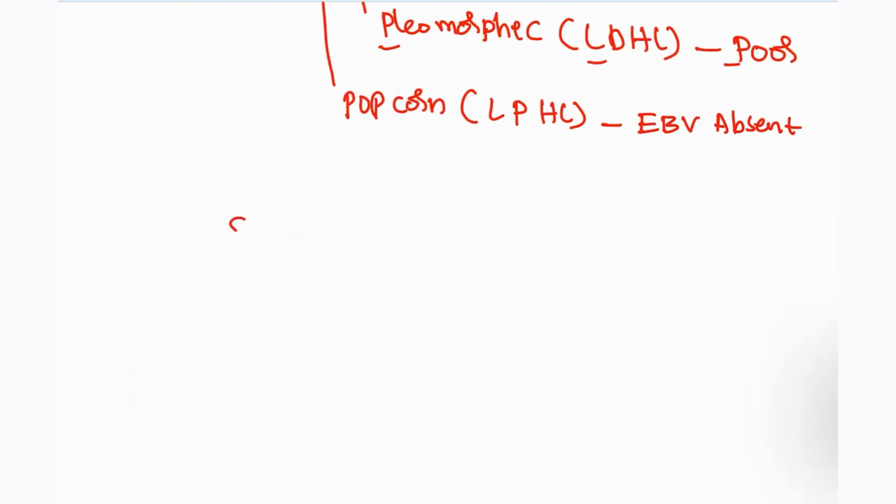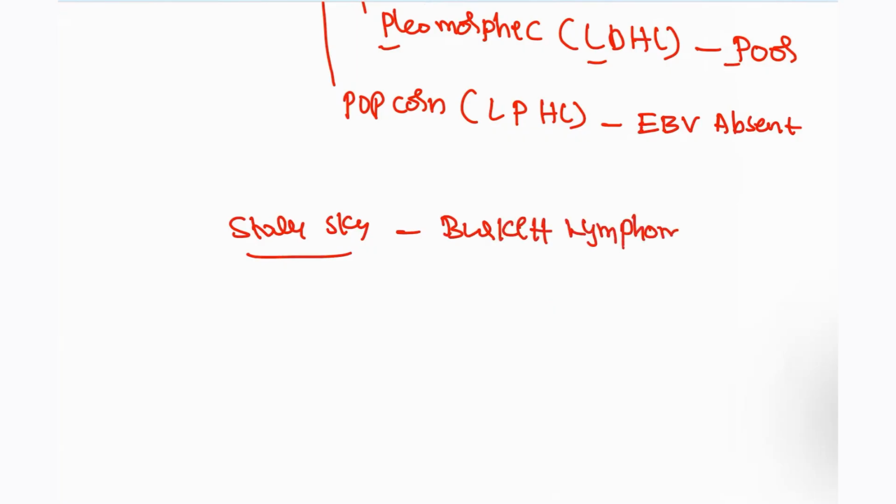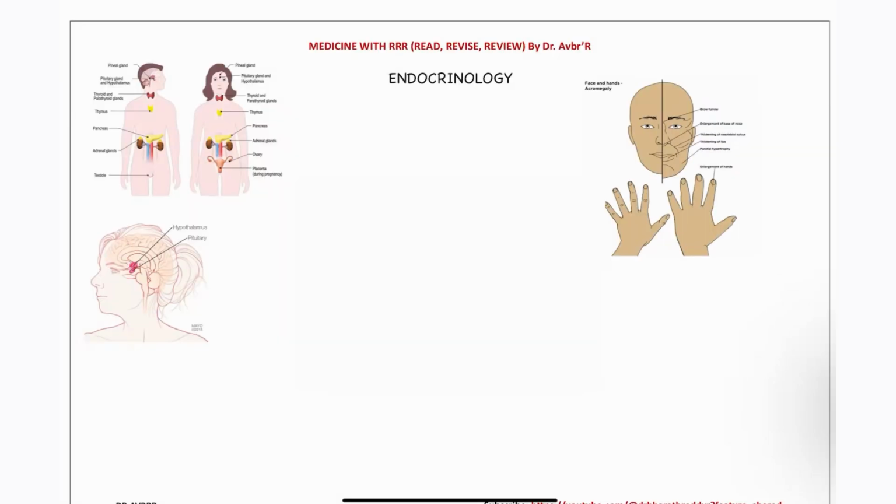Next, starry sky appearance. Starry sky appearance is seen in the Burkitt lymphoma. Okay, Burkitt lymphoma. These are the important points that you can remember for the hematology topic. So now we are going to discuss endocrinology, guys.